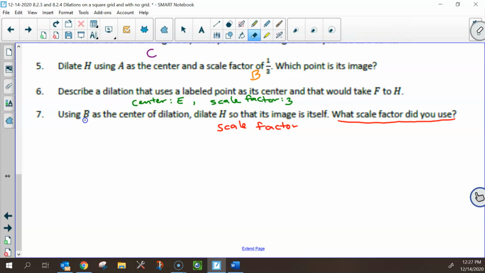We already know that we're using B. H is, no, sorry, B is the center of dilation. H is the point we're trying to move, but H is going to itself. So what is the scale factor? Emily? Nope, because 2 would make it 2 times as far away. It would be in a different spot. Parker? It is a scale factor of 1. You have to understand whatever that distance is, it needs to stay the same distance from that dilation center point. The only way to do that is if we're multiplying by 1.